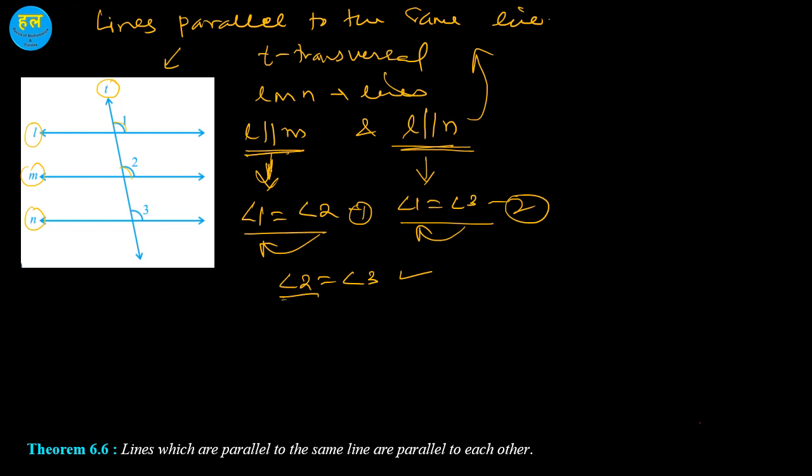So from here we can say that angle 2 is equal to angle 3, right? And since angle 2 is equal to angle 3 and they are intersected by the same transversal, therefore line M should be parallel to line N. How? Because of the converse of corresponding angle axiom. From this we get our theorem, which says lines which are parallel to the same line are parallel to each other. Okay.